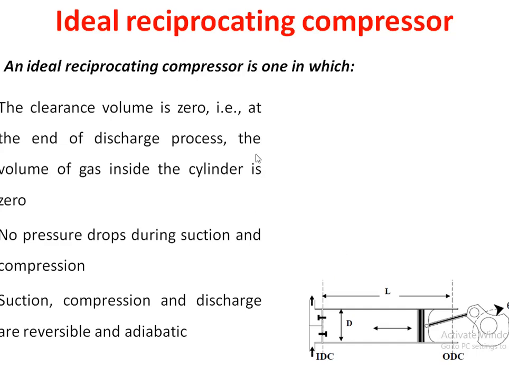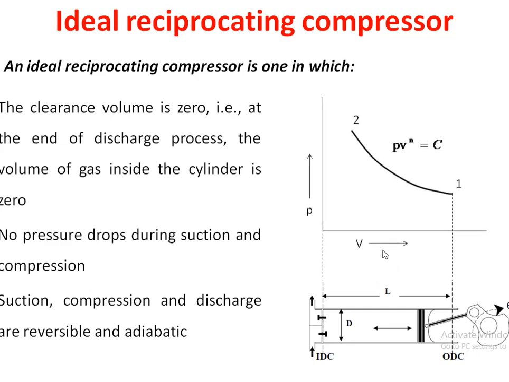So let's look at the work done in compressing the gas. For that we will draw the PV diagram. Let's begin with the compression stroke. Let's say the piston is at the outer dead center, which I call state 1.